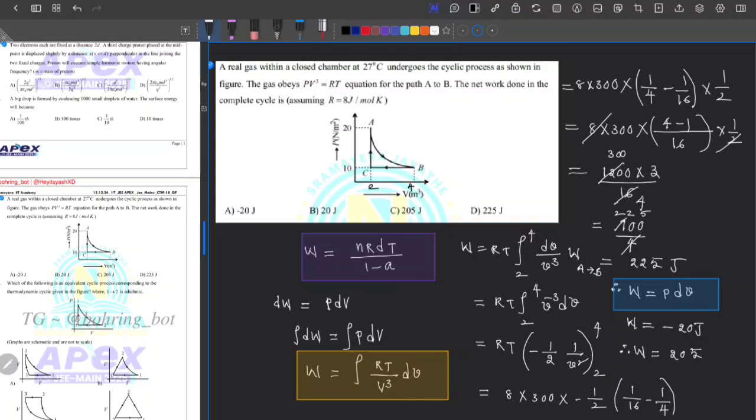So here you have to understand that if you think of it as a polytropic process, the work is nR delta T by 1 minus a, you can directly do it.